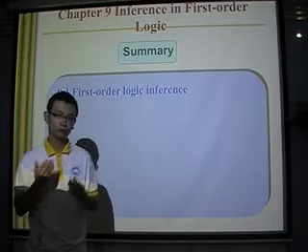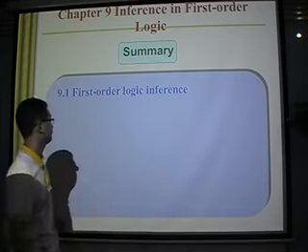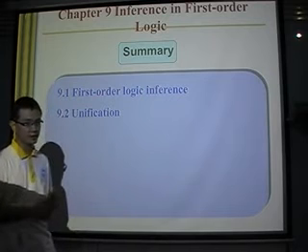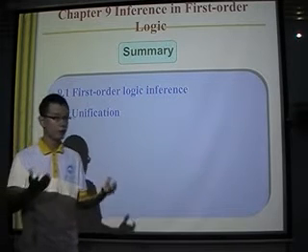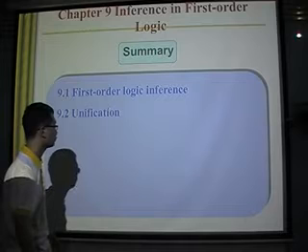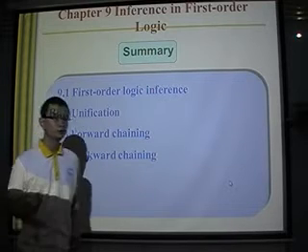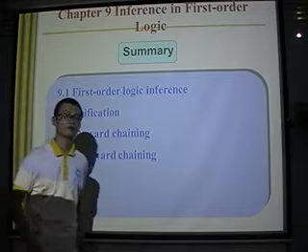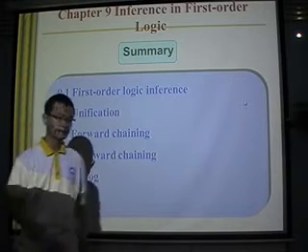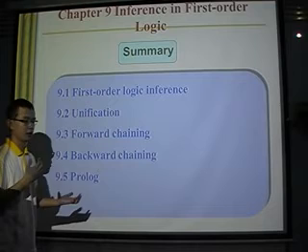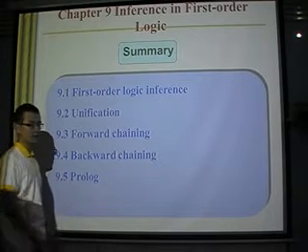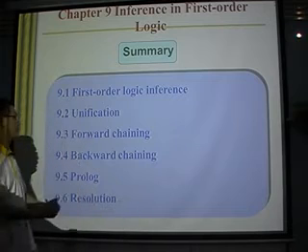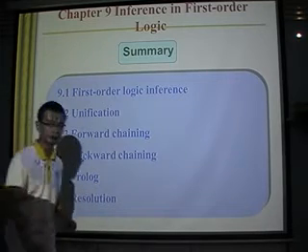inference rule, the general modus ponens rule. And then I'll talk about unification, which is a very important technique for automated reasoning algorithms. And then I'll talk about two automated reasoning algorithms, the forward chaining algorithm and the backward chaining algorithm. And next, I'll talk something about the logic programming language Prolog. And finally, I'll talk about the resolution technique, which is the general technique for automated reasoning.